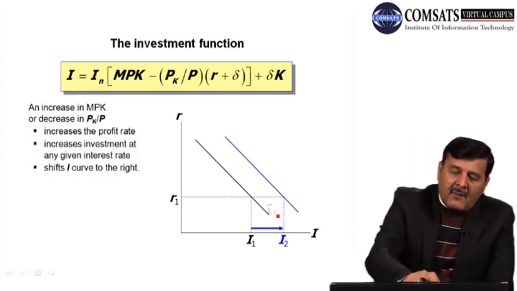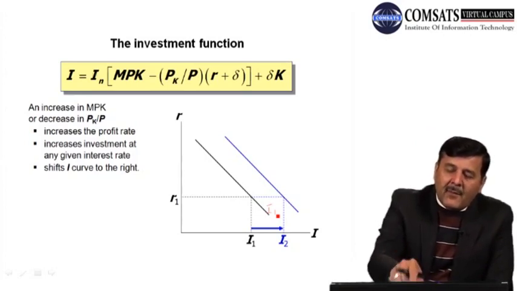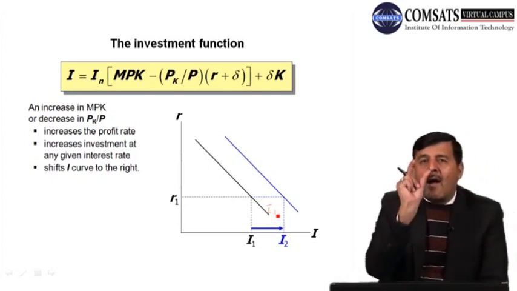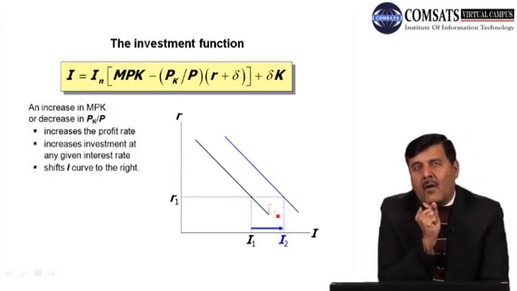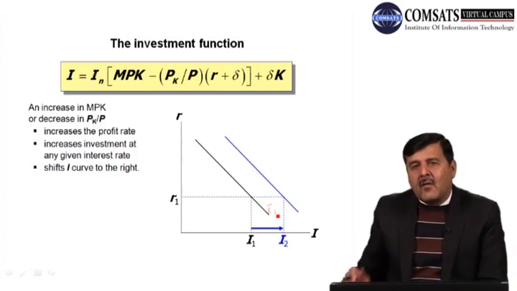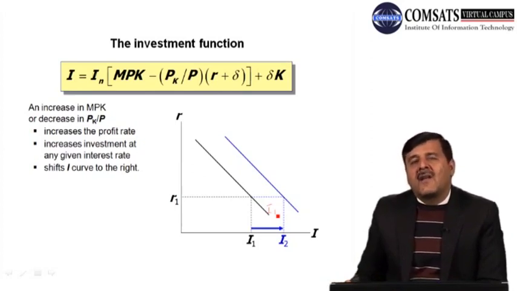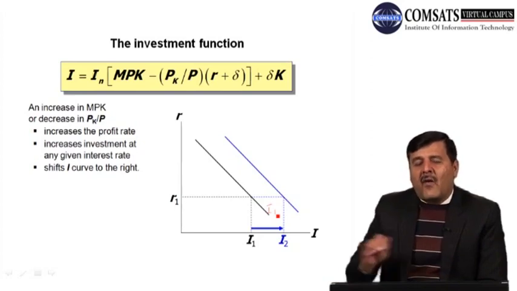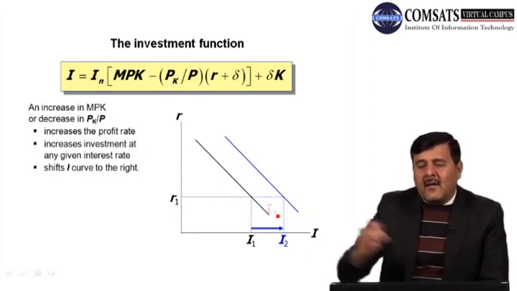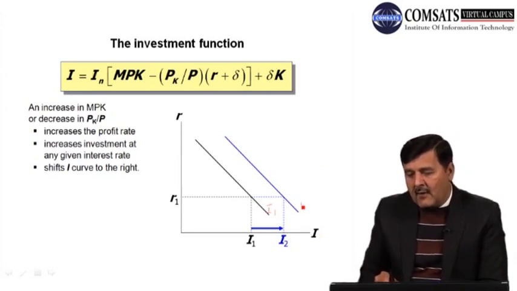If marginal productivity increases and PK over P, which is the real price of capital, decreases, what will happen? The profit rate will go up. When the profit rate goes up, what will happen? The firms will invest in capital. When there is a change in capital, when investment in capital happens, the investment curve shifts from I1 to I2.